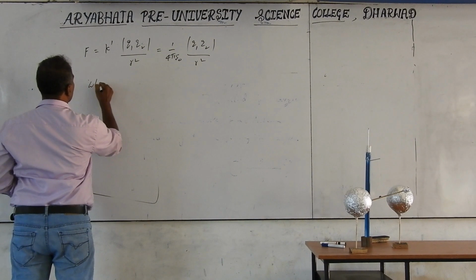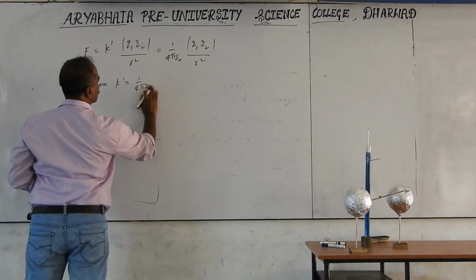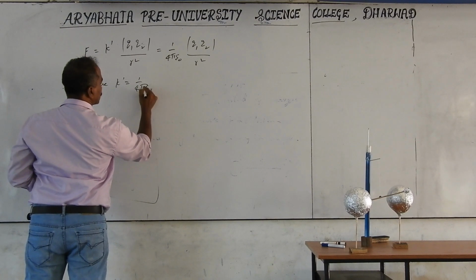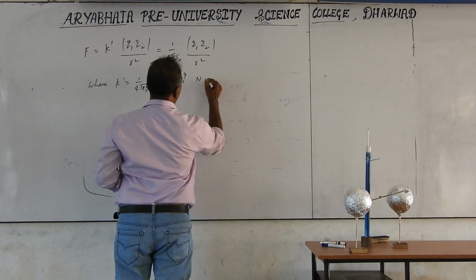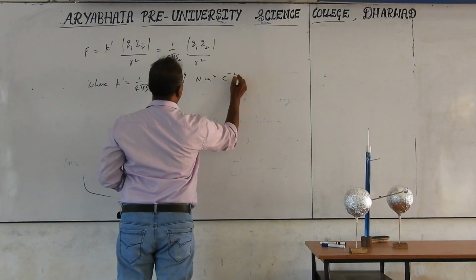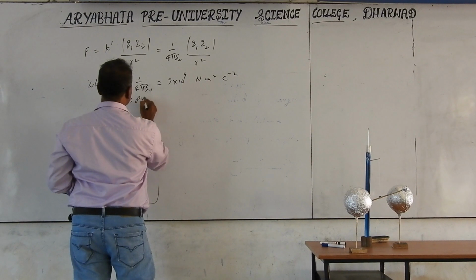Where K prime is equal to 1 by 4 pi epsilon naught, which is equal to 9 into 10 to the power of 9 Newton meter square per Coulomb square. This is the proportionality constant.